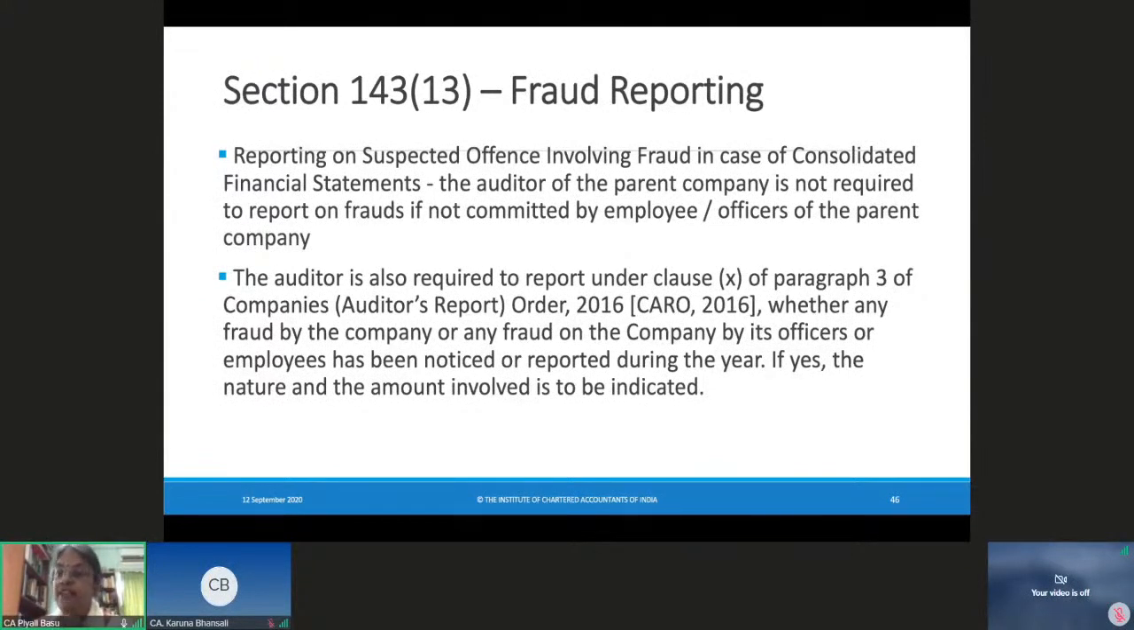then even if it is not so material according to the company, but material as per the auditor, there is no hard and fast rule. There is no problem if it is less than 1 crore and you report to the audit committee. We can always do that.